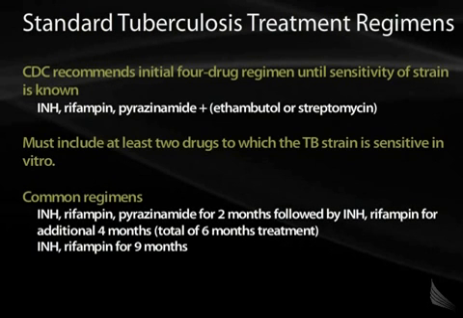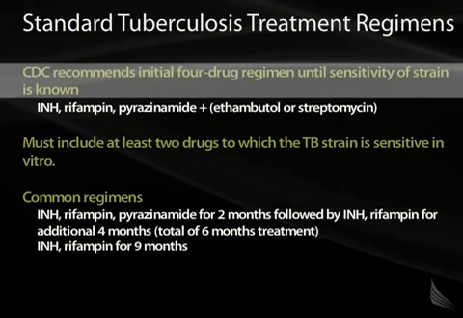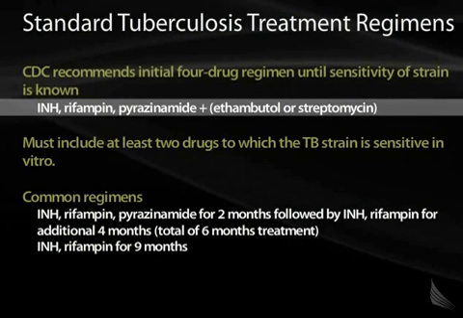Treatment regimens of tuberculosis involve patients that have a positive acid-fast culture. While the culture is running, the Centers for Disease Control recommend a 4-drug regimen for these patients until the sensitivity of the strain is known. The standard 4-drug regimen is INH, rifampin, and pyrazinamide, plus either ethambutol or streptomycin. Once the sensitivity of the strain is known, it's possible to tailor back these 4-drug regimens into usually a 2 or 3-drug regimen.